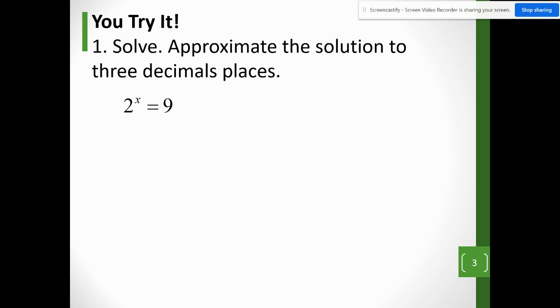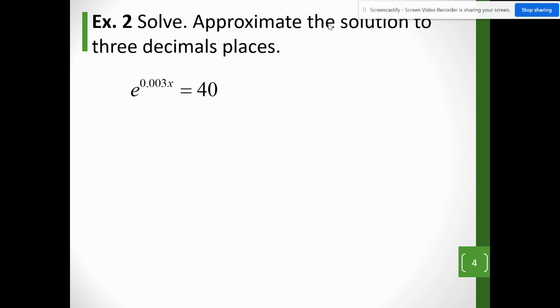You should end up getting your x is about 3.170. Now here, remember I said earlier, if you see an e, the number e, the log you're going to be using is ln. So in this case, I'm going to do ln of each. So I have that 0.003x ln of e is equal to ln of 40.